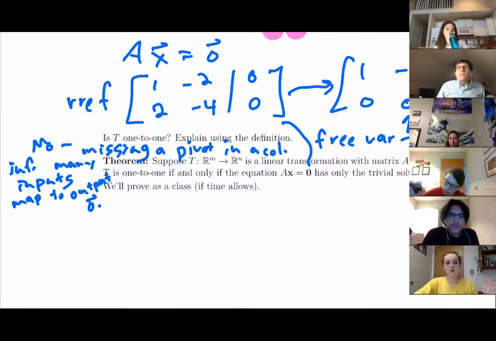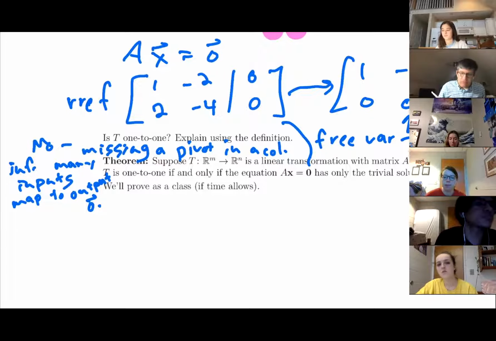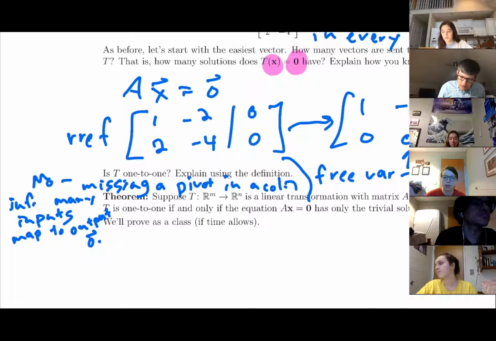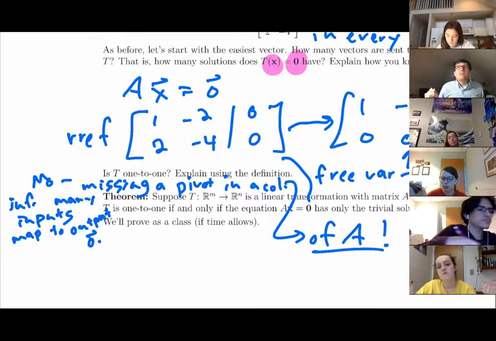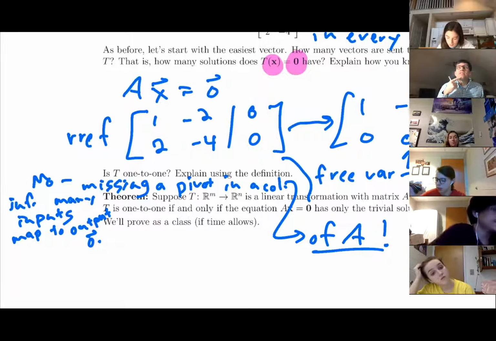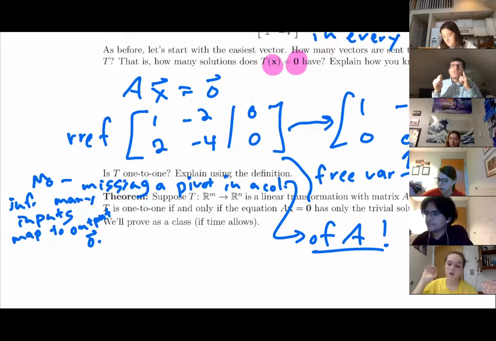Good. So any questions about this one so far? Yeah, again, the key thing here is that it's missing a pivot in a column. Okay. And I should say it's missing a pivot in a column of just A, not the augmented matrix. So we should note that: in a column of A, right? It's really, really easy to get confused between the pivots in the augmented matrix and the regular matrix, so I want to pay special attention to that.